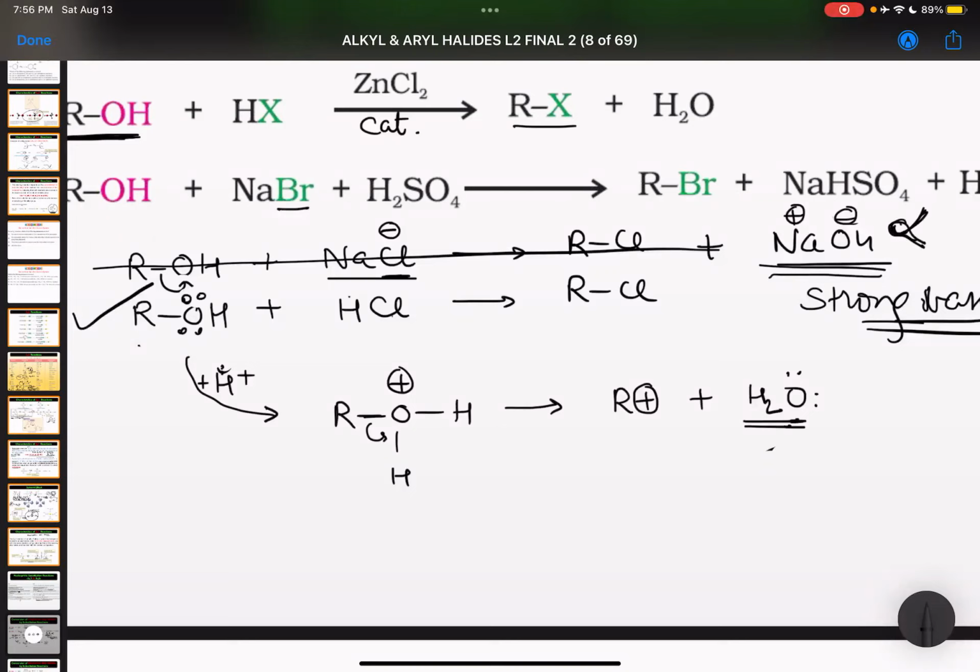So what you did, you took acid that protonated the OH minus, and the leaving group is water. Water is a very good leaving group. Okay, it can come out very easily because it is a weak base. Weak bases are good leaving groups. Just write the thumb rule.